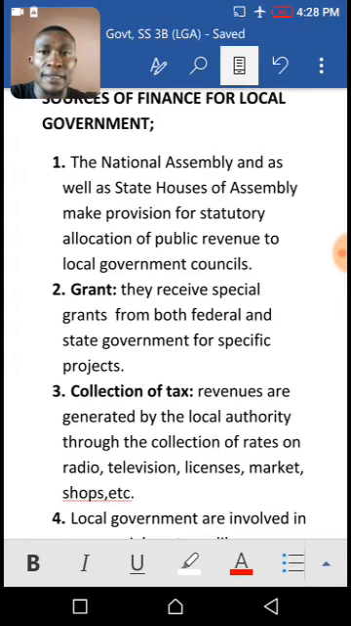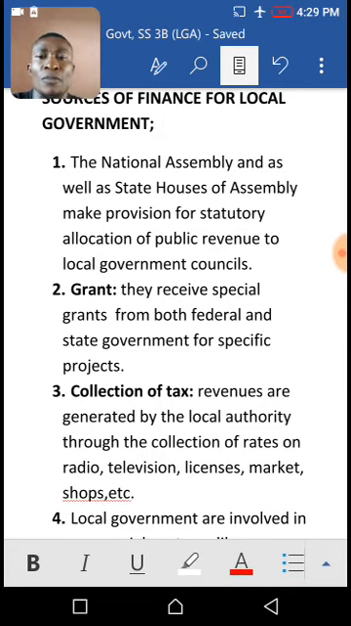The state government gives money to the local government, and the federal government, on the other hand, also makes provision for grants so that the local government will be able to attain their basic needs at the local level. Collection of tax. The tax collected by the local government is also a source of revenue to them.